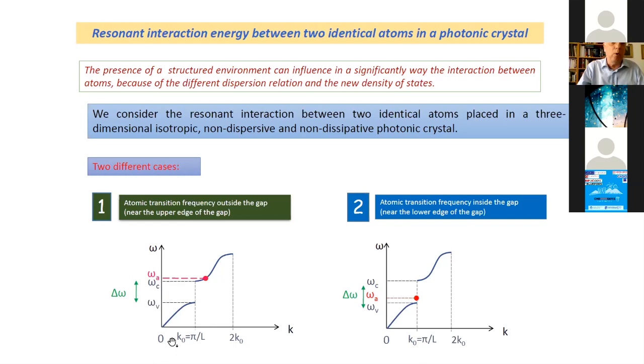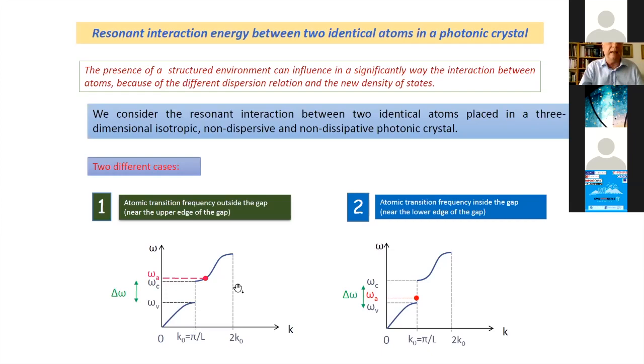For example, this figure at left shows the spectral relation, that is the relation between omega and k, for this model of photonic crystal. You can see the first gap at k0, the next gap is at 2k0, and so on. And as you can see, the first gap at k0 is between the frequencies omega v and omega c. This means that the photons with frequency in this range from omega v to omega c cannot propagate in the crystal. We will consider two different cases.